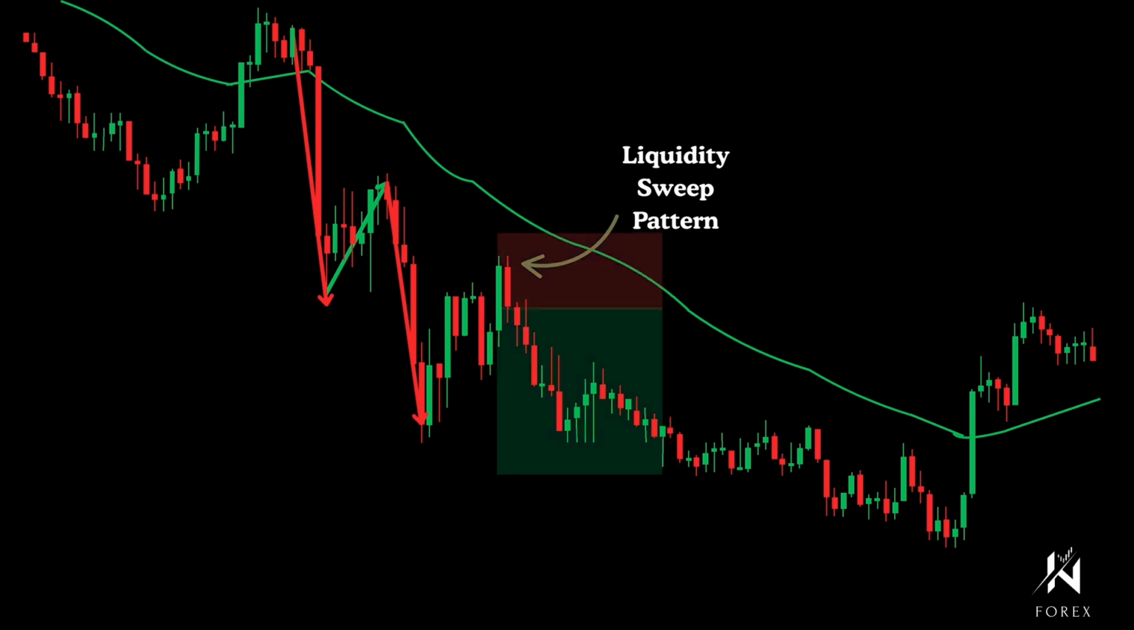As mentioned earlier, this strategy isn't restricted to any specific time frame or trading session, but it's essential to conduct your own backtesting to identify which pairs it performs best on.